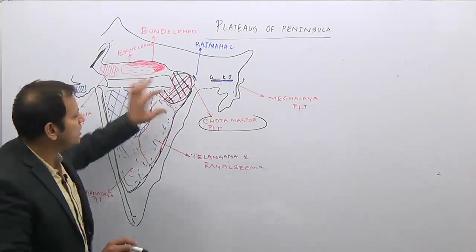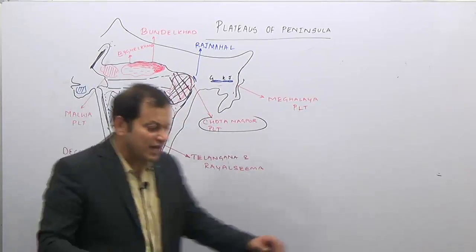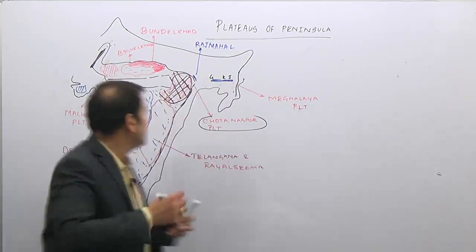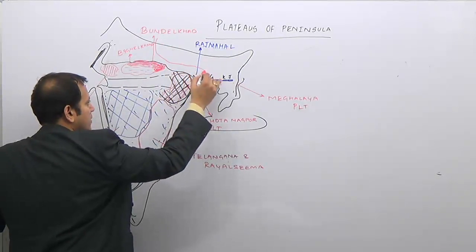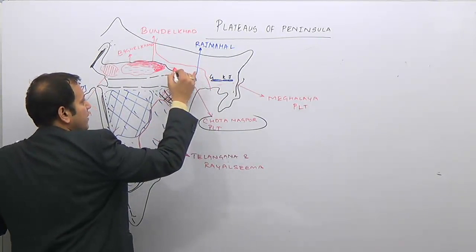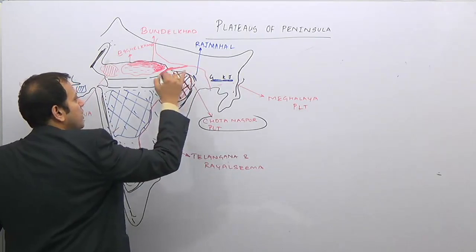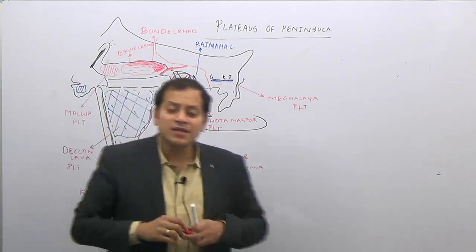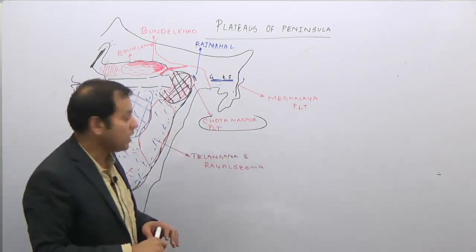But first we will study the Chota Nagpur Plateau region. Now the Chota Nagpur Plateau region lies south of the river Ganga system. If this is where river Ganga is flowing, one of the bigger tributaries of river Ganga is river Son, which originates very near to the source of Narmada. To the south of this is the Chota Nagpur Plateau region.